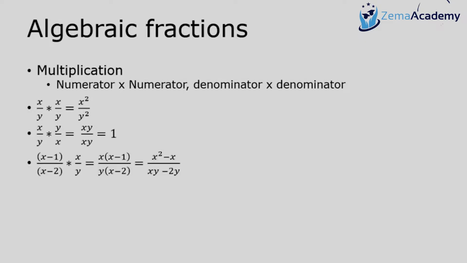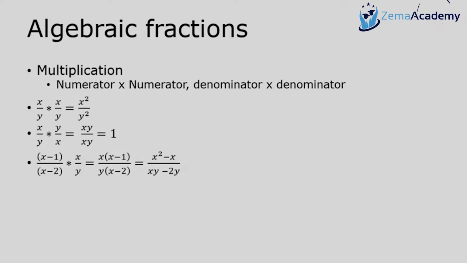A slightly more complicated one now. X minus 1 over x minus 2 multiplied by x over y. I multiply the numerators together. I put x on the outside of that bracket. So I've got x, open bracket, x minus 1, close bracket, all over y on the outside of the brackets, x minus 2 on the inside of the bracket. And then I'm going to multiply both of those out.